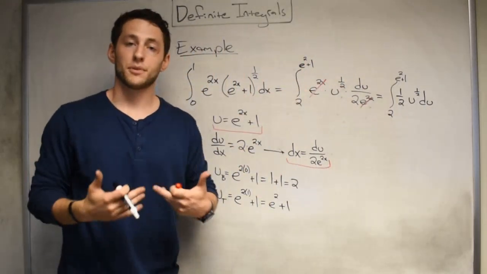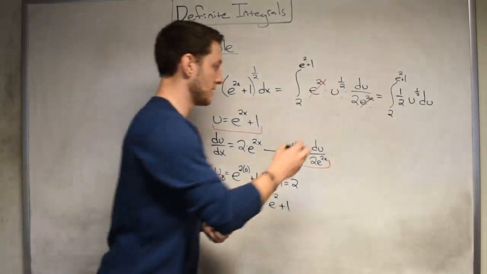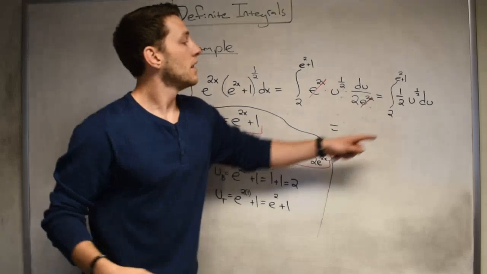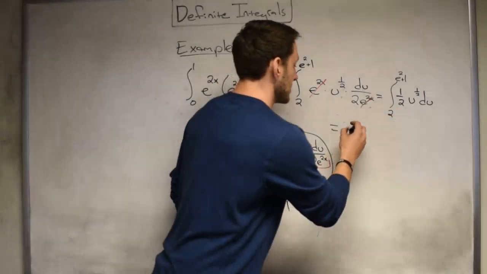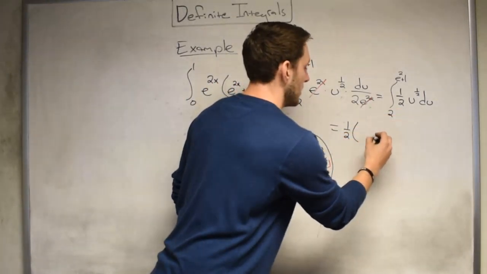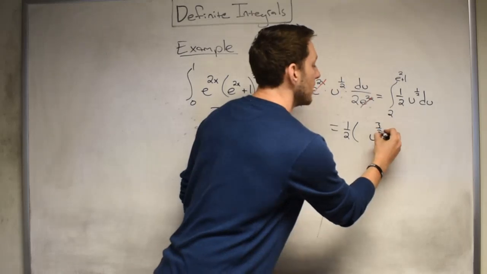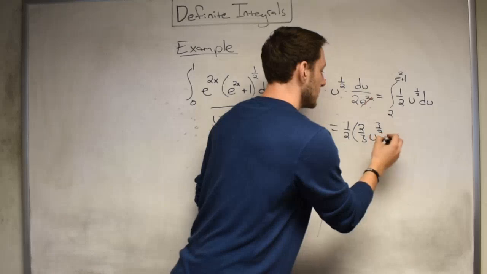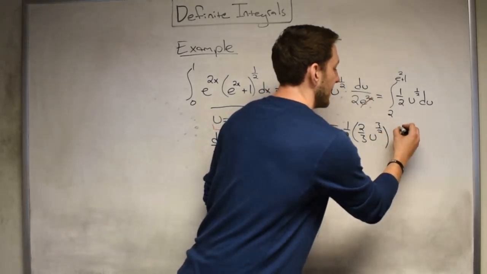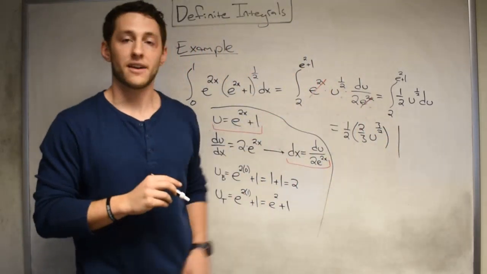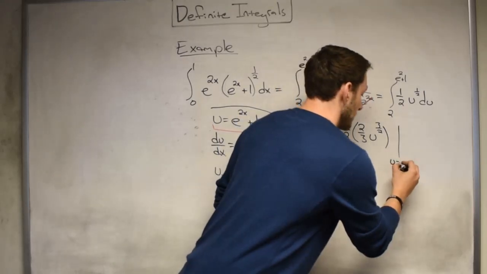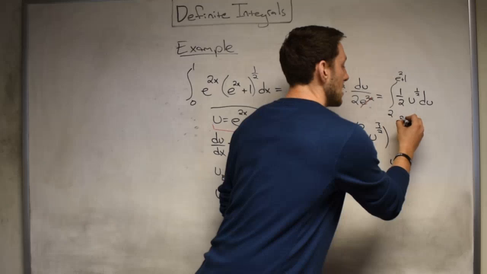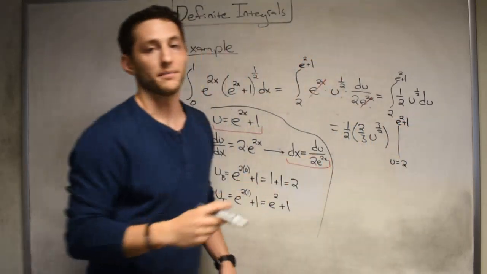Now that this is in a simple form, we go ahead and integrate it. Allow me to box this off real quick. When I integrate this, I add 1 to the power, u to the 3/2, and I divide by the power I landed on, 2/3. I don't include the plus c because it's a definite integral. But lastly, I evaluate from u equals 2 up to u equals e squared plus 1.